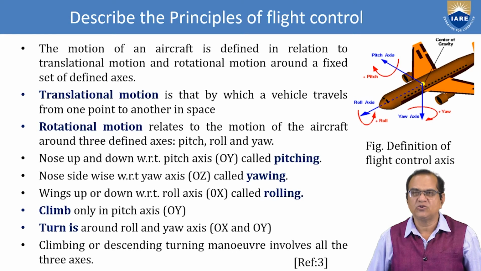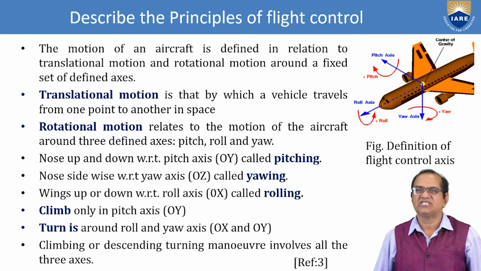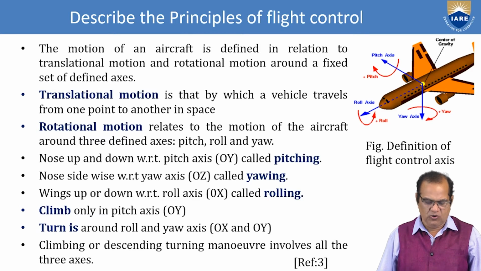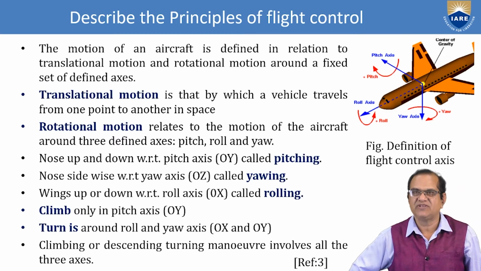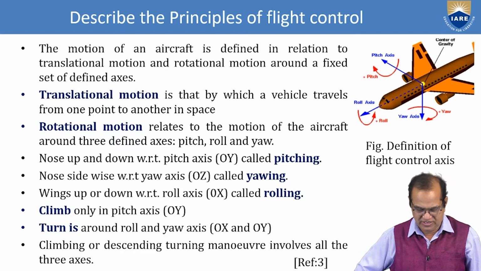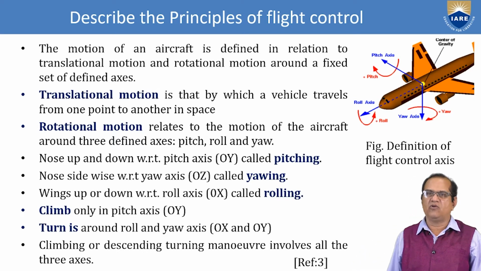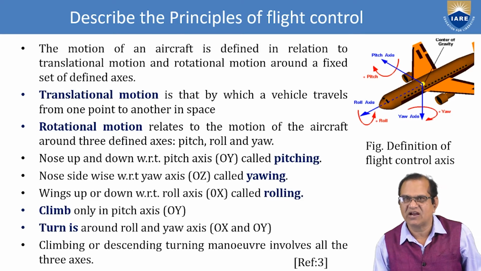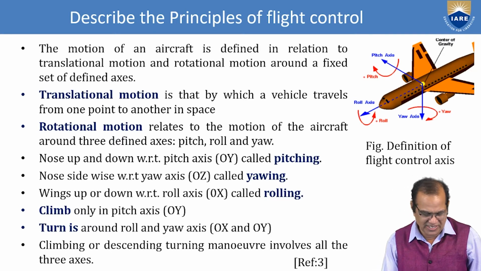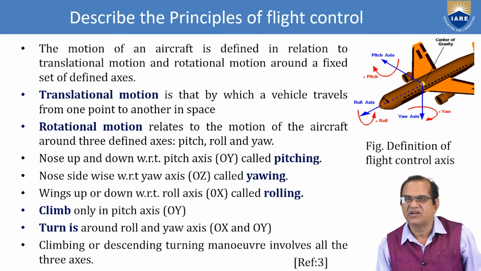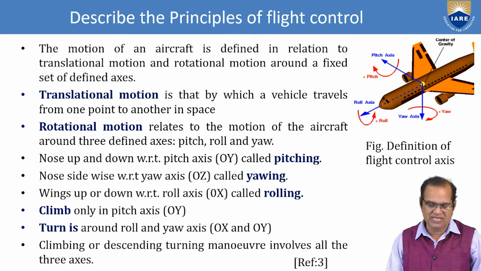Nose up and nose down with respect to the pitch axis OY is called the pitching. Nose side by side is with respect to the yaw axis, OZ, and it is called the yawing. Then wing up or down with respect to the roll axis OX is called the rolling. Climb is only in the pitch axis OY. Turn is around the roll and the yaw axes, OX and OZ. Climbing or descending and turning maneuvers involve all the 3 axes.